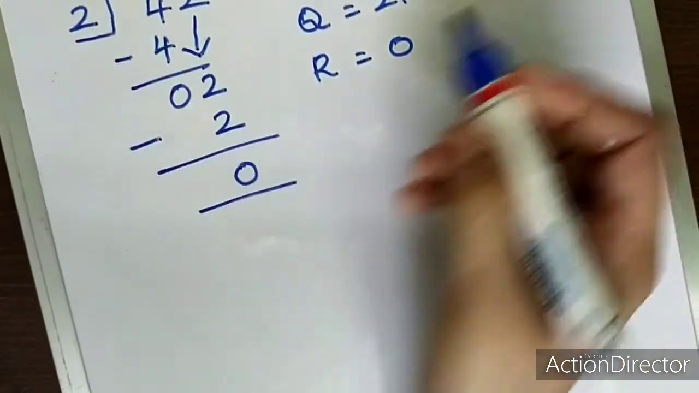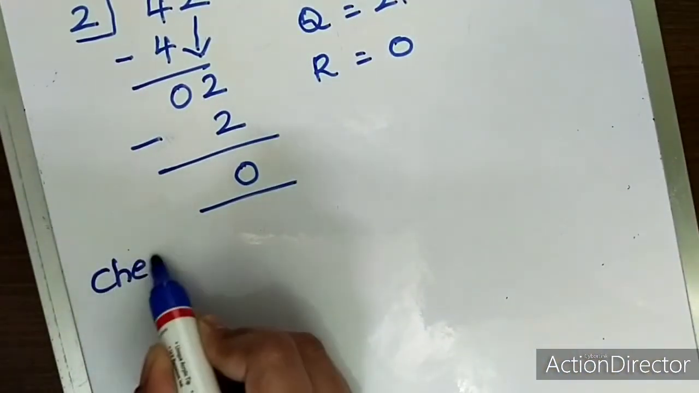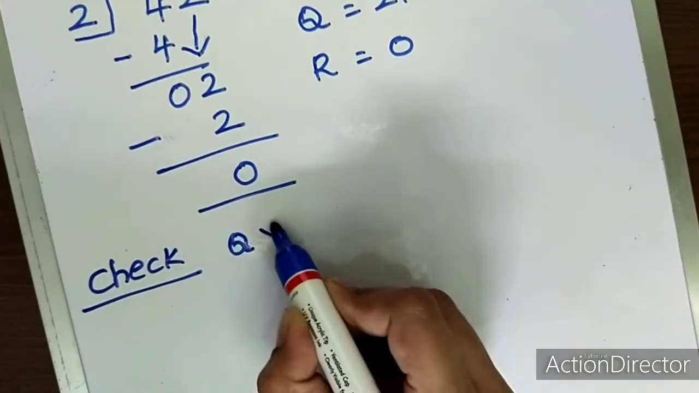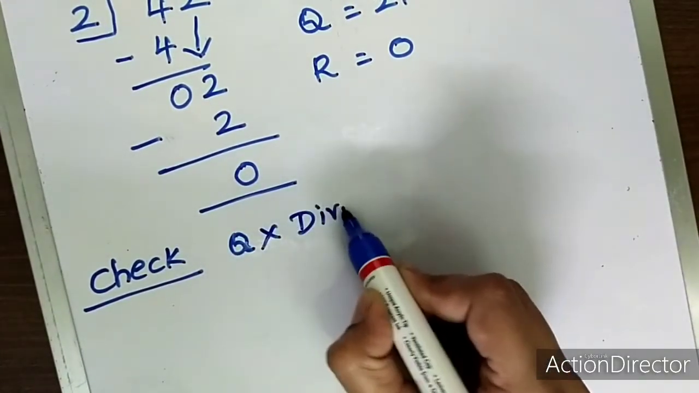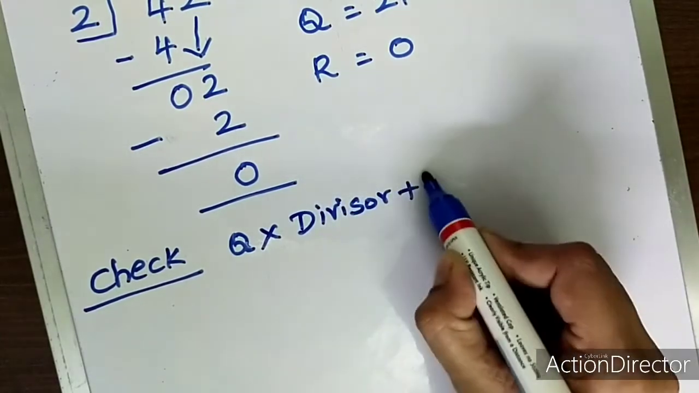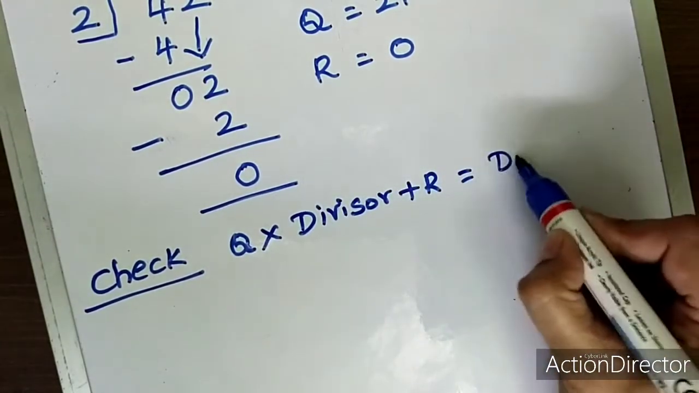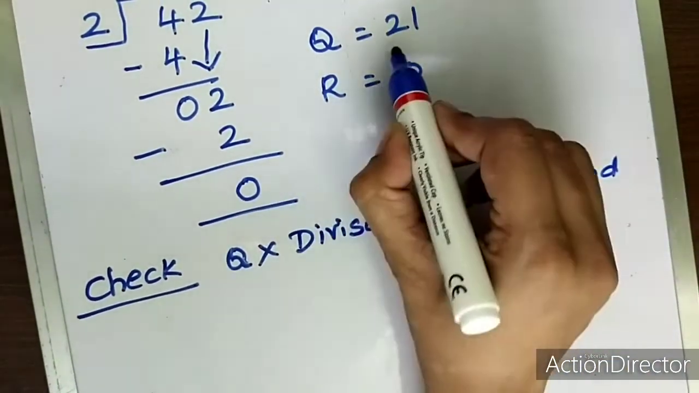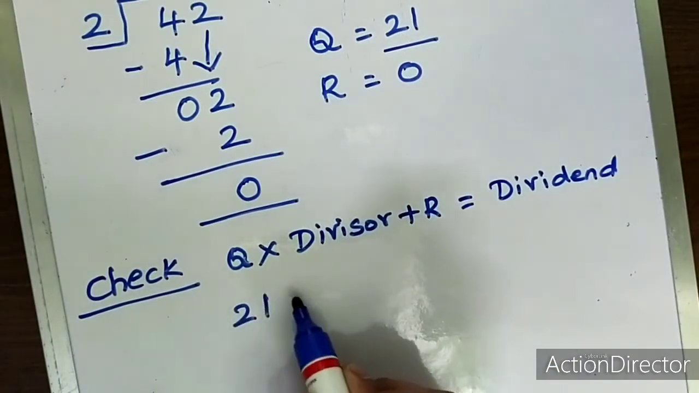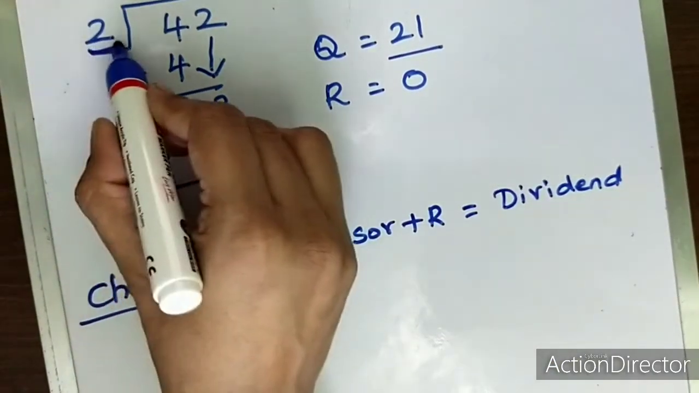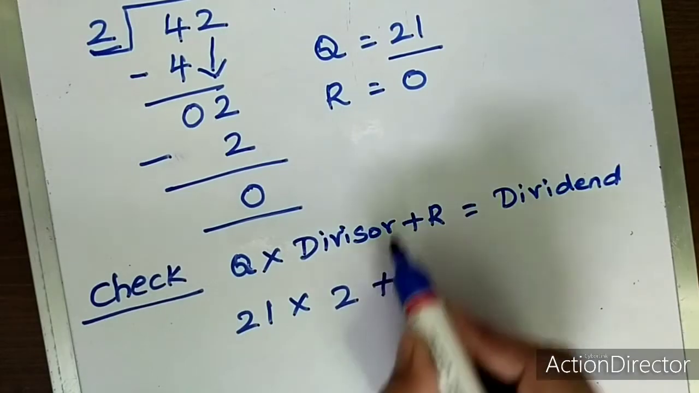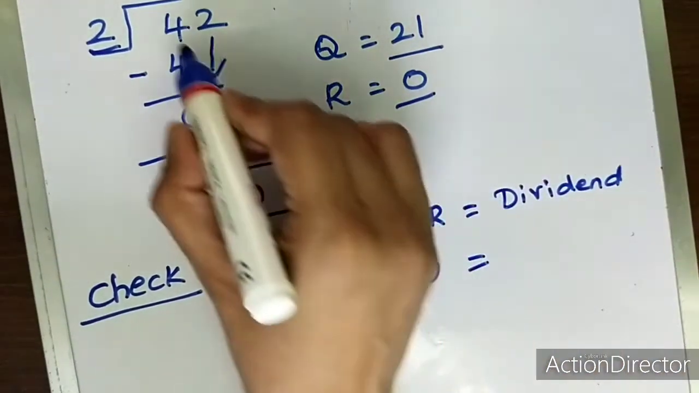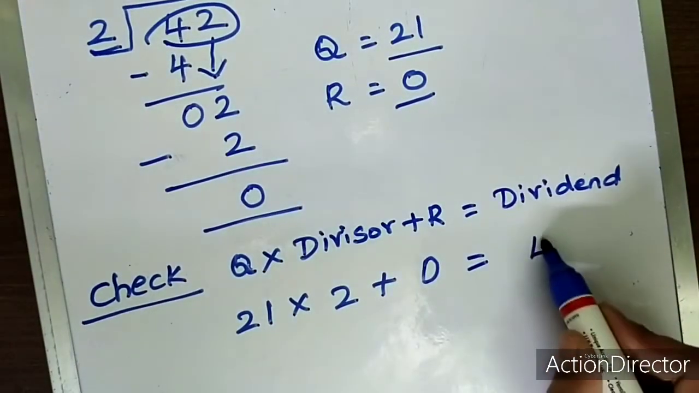Now we are going to check the answer. What is the formula? Quotient into divisor plus remainder is equal to dividend. The quotient is 21, into the divisor 2, plus the remainder 0, is equal to what we should get: 42, that is the dividend.